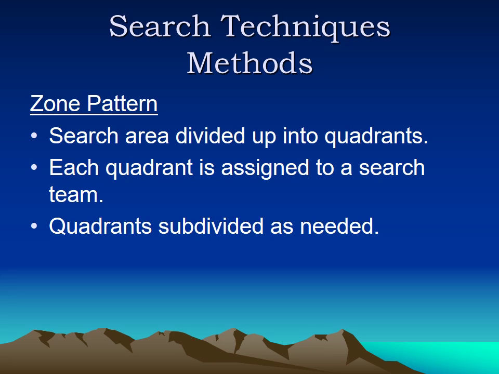The zone search pattern method is where a search area is divided up into quadrants, with each quadrant assigned to a search team. The team searching a quadrant may further subdivide a quadrant if needed to achieve a high probability of detection. Within the quadrant, the search teams may use one of the other methods of searching as appropriate for the conditions and the size of the search team.